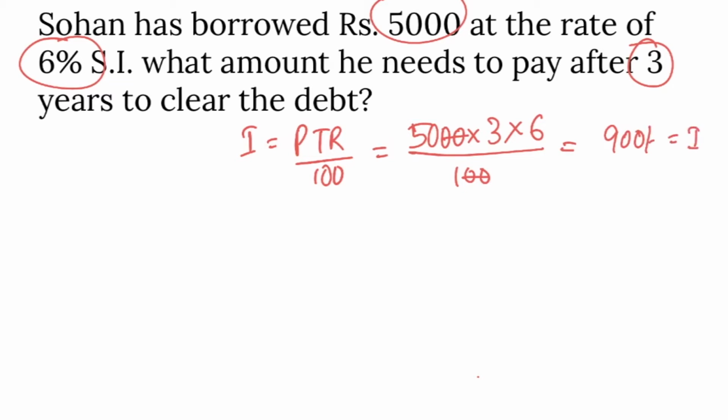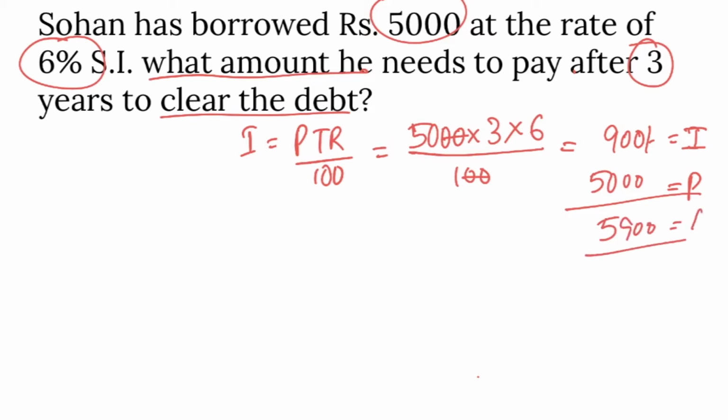But the requirement is amount to be paid to clear the debt. To clear the debt, you need to pay interest as well as principal. Principal is how much? 5,000 rupees. So answer is 5,900 rupees. You need to pay amount A to clear the debt.